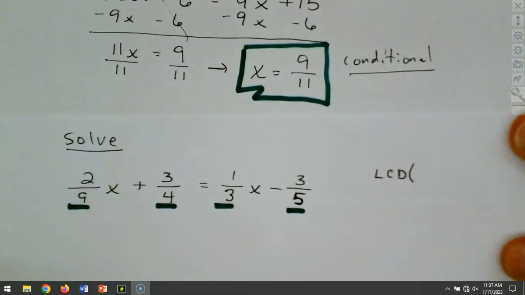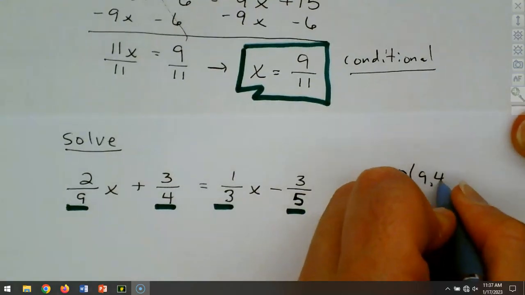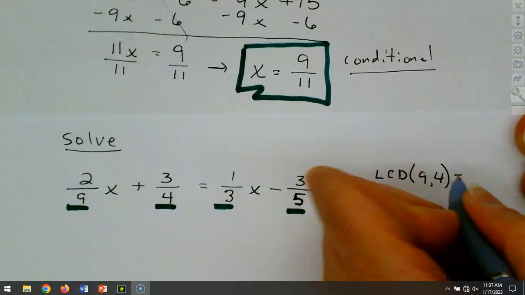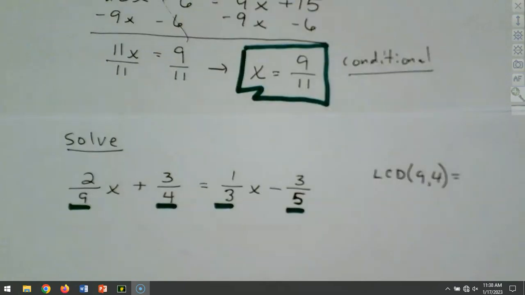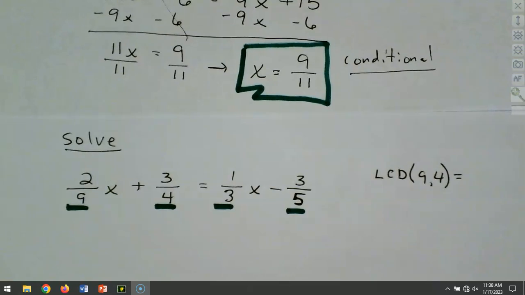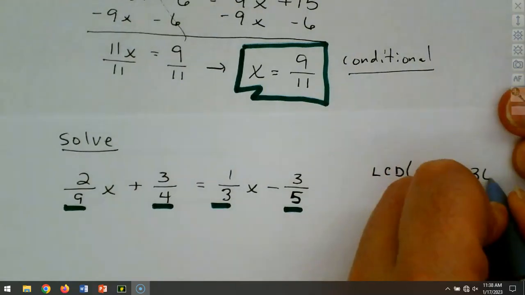So we've got the least common denominator of 9 and 4. What's the least common denominator of 9 and 4? Do 9 and 4 have anything in common at all? No, right? 9's got what? 3 and 3, right? That's the only way it factors down. 4 has what? 2 and 2. They have nothing in common, so the least common denominator would be 9 times 4, which is a what? 36. Okay, we'll keep track of that one.